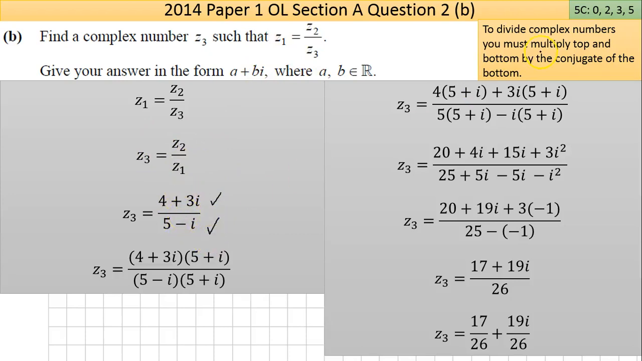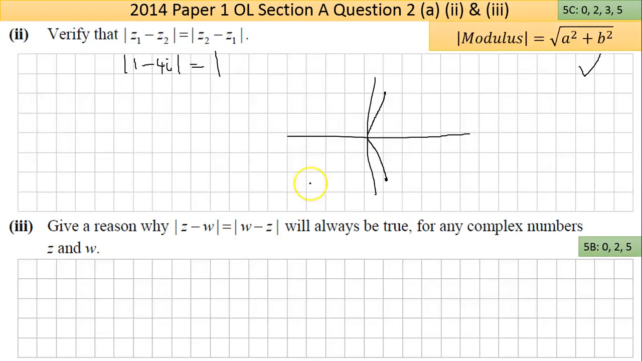Now, to divide complex numbers, you need to multiply top and bottom by the conjugate of the bottom. The conjugate of a complex number is, I suppose, a mirror image. For example, back here, this was 1 plus 4i and 1 minus 4i. They're conjugates of each other.